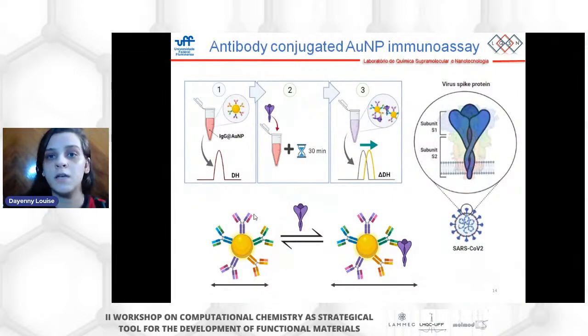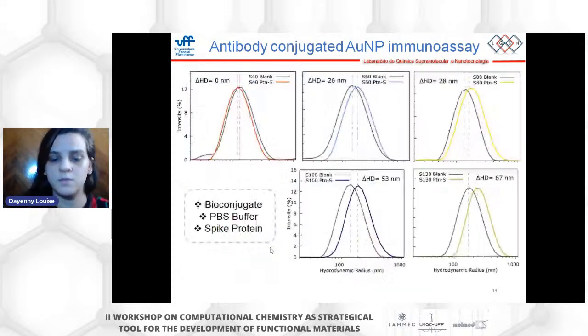So here is the immunoassay that we actually did, again, with the S protein that is on the SARS-CoV-2 surface. First, we measured the sample itself, the system without any addition of protein, just the buffer and the blank. And then we added the protein. We waited for 30 minutes so they could interact with each other. And if we see a change in the hydrodynamic diameter, this indicates the interaction between the protein and the IgG. This is also shown by the DLS measurements.